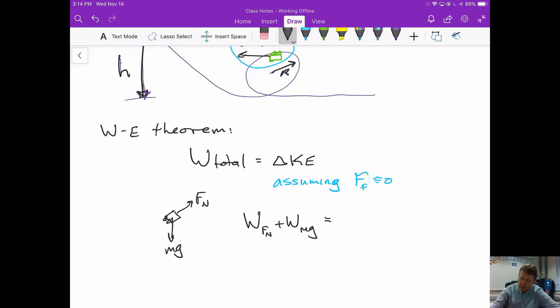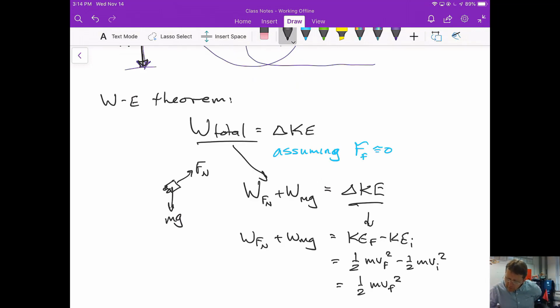So let me just plug in the left-hand side. That's just the work done according to the free body diagram. Then solving the right-hand side, the change in kinetic energy is KE final minus KE initial, just final minus initial. Kinetic energy is defined as 1/2 mv squared. So it's 1/2 m v final squared minus 1/2 m v initial squared.